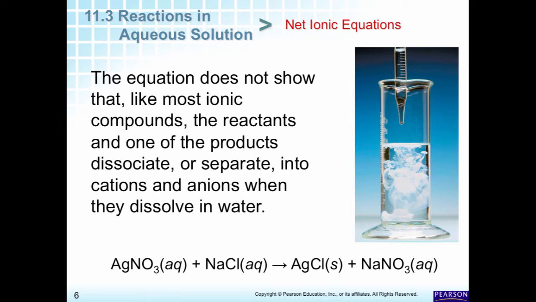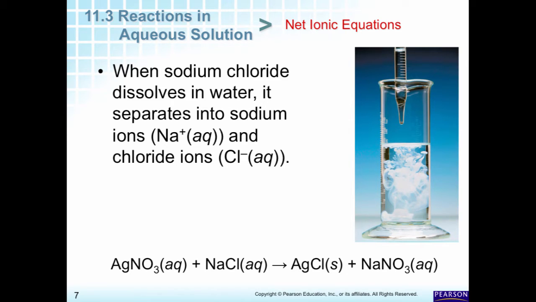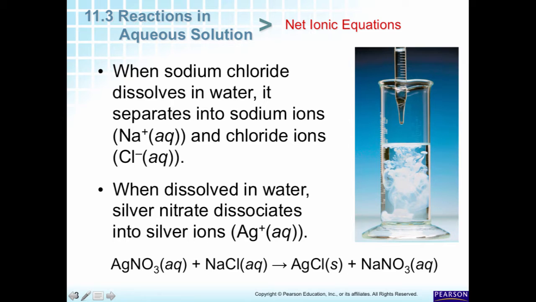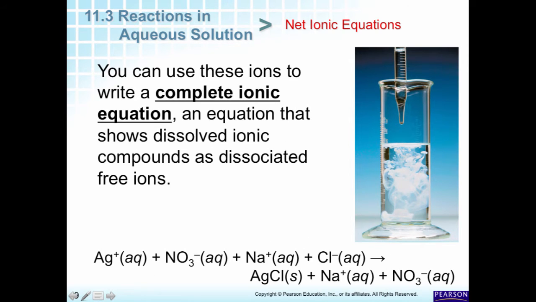This equation is not showing us the separation of the ions, so that's what we're going to do with our net ionic equation. We know that sodium and chloride separate into these two ions in aqueous solutions, and they're floating around in solution. We also know the silver and nitrate do the same thing. So what we can do is get a complete ionic equation, where we break everything down. We have the silver ion, nitrate ion, sodium ion, and chloride ion. Notice they all are aqueous, which means they're in solution.